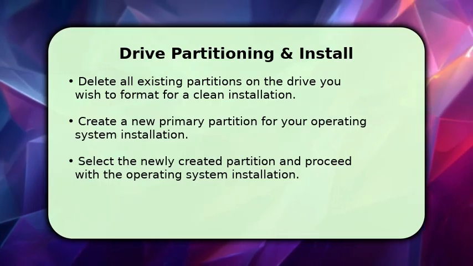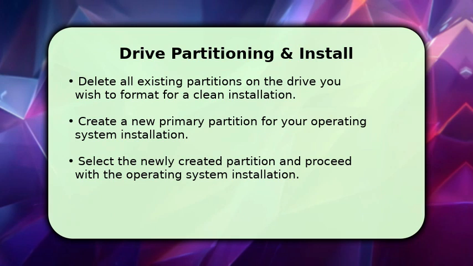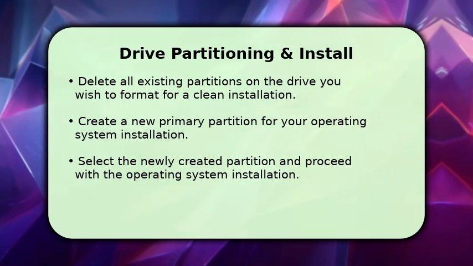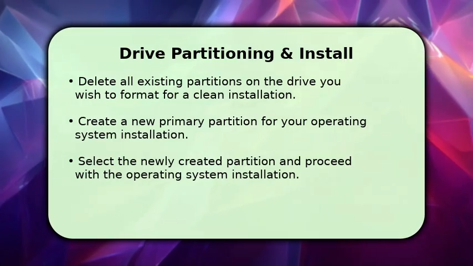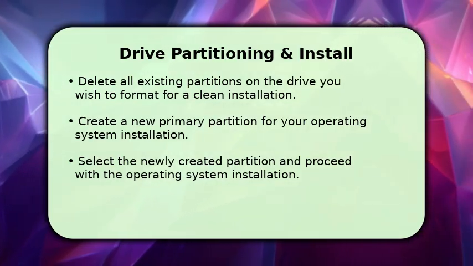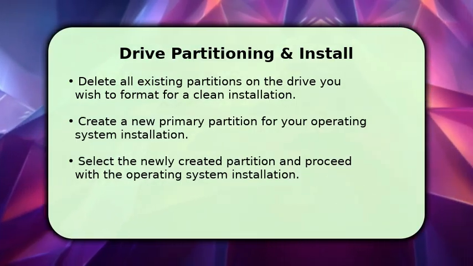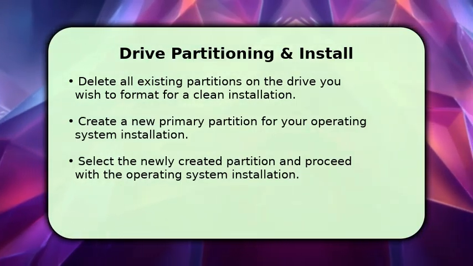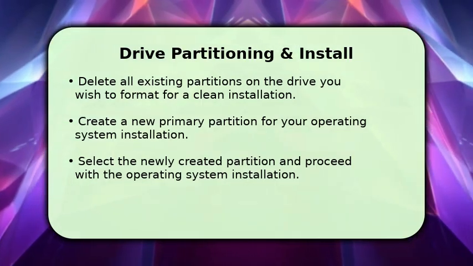Now, you will manage your disk partitions. Delete all existing partitions on the drive where you want to install the operating system to ensure a completely clean slate. Then, create one new primary partition for your operating system. This new partition will be where your operating system resides. Select this newly created partition and click Next to begin the operating system installation process.